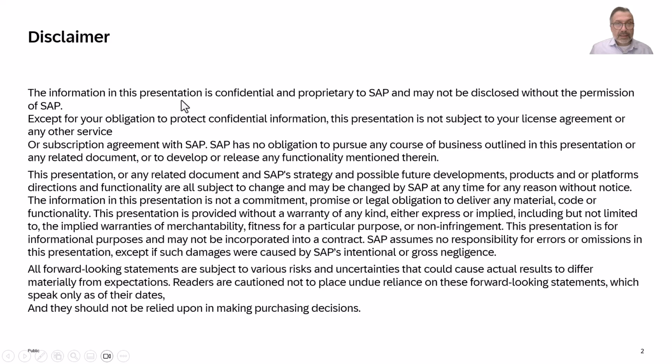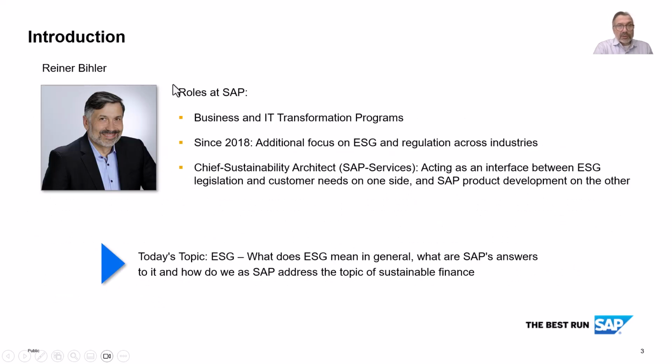My name is Rainer Bieler. I'm responsible for business and IT transformation programs. Since 2018, my additional focus lies on ESG in general and ESG and regulations in particular. That is a topic across all industries. I took over the role of a Chief Sustainability Architect located in SAP Services, so I'm in consulting. In this role, I'm acting as an interface between ESG legislation and customer needs on one hand and the SAP product development on the other.